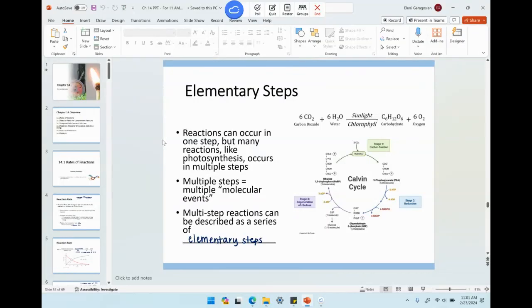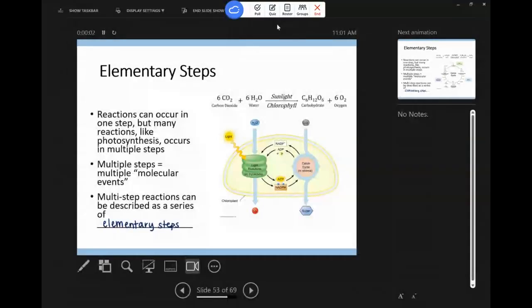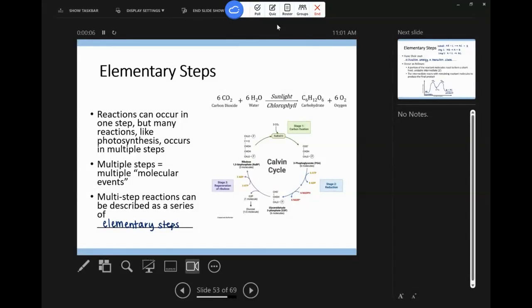So remember, an overall reaction mechanism often contains multiple steps. We call those elementary steps. So we had this example here of photosynthesis that requires many steps. Here's a picture of the Calvin cycle. In each place where you see a new molecule is one elementary step, one reaction. So step here, something else is produced, ATP is converted, that's a chemical reaction, and then more and more as you go around the circle.